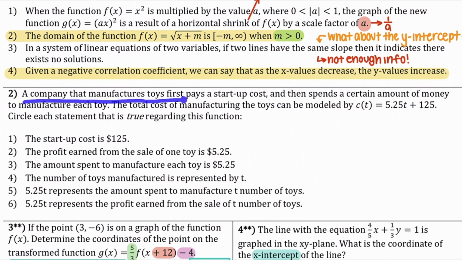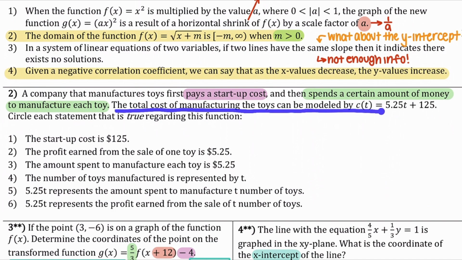A company that features toys first pays a startup cost. That's important information. So the moment that we see a startup cost, what that implies is that's going to be our y-intercept. And then it spends a certain amount of money to manufacture each toy. Because we know that it's money per toy, that's going to be our slope, whatever that is. And then they tell us that the total cost of manufacturing toys can be modeled by C of t equals 5.25t plus 125. So what does that even mean?